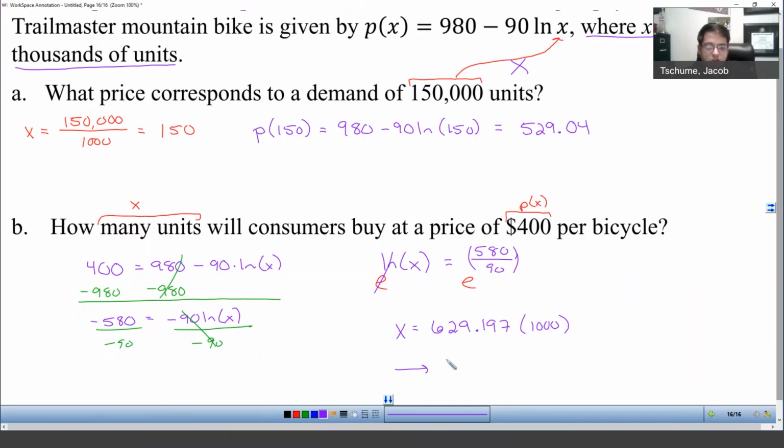So when you do that, you actually end up with the number of bikes that you're going to have demand for as 629,197. And once again, I multiplied by 1,000 because I only solved for X here. But since X is in thousands of units and it's asking for how many units, that's why we multiplied at the end.